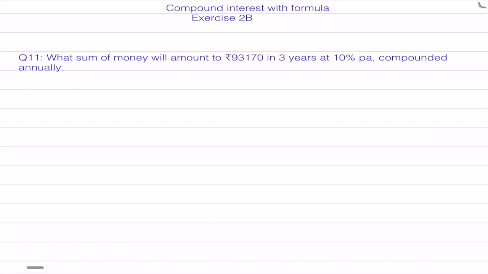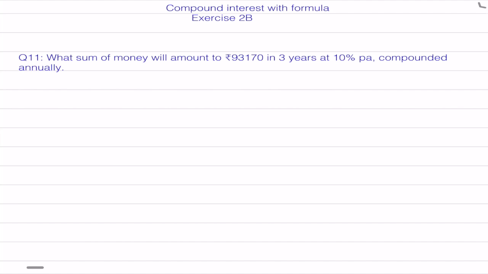Good morning, students. Today we again continue with the same topic, compound interest with formula, that is exercise 2b. Now the next question is based on the missing time, missing rate or principal.